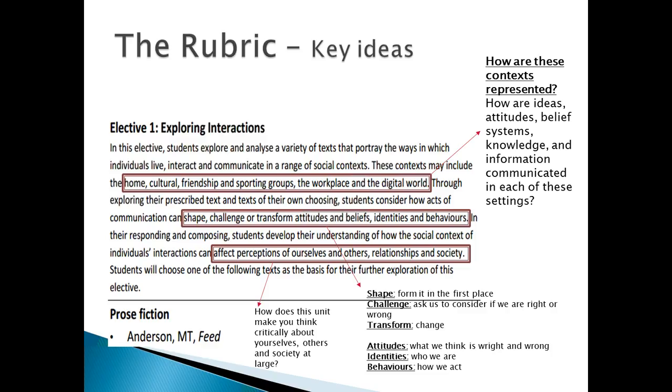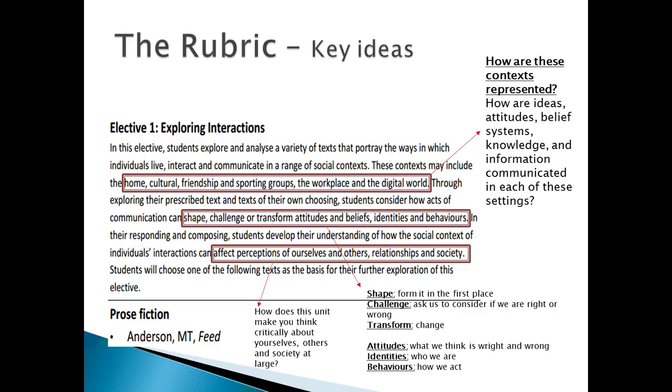Through exploring their prescribed texts and texts of their own choosing, students consider how acts of communication can shape, challenge or transform attitudes and beliefs, identities and behaviours. In their responding and composing, students develop their understanding of how the social context of individuals' interactions can affect perceptions of ourselves and others, relationships and societies. Students will choose one of the following texts as the basis for their further exploration of this elective, and we of course are studying M.T. Anderson's prose fiction Feed. Right, so there's some big ideas in this section of the rubric.